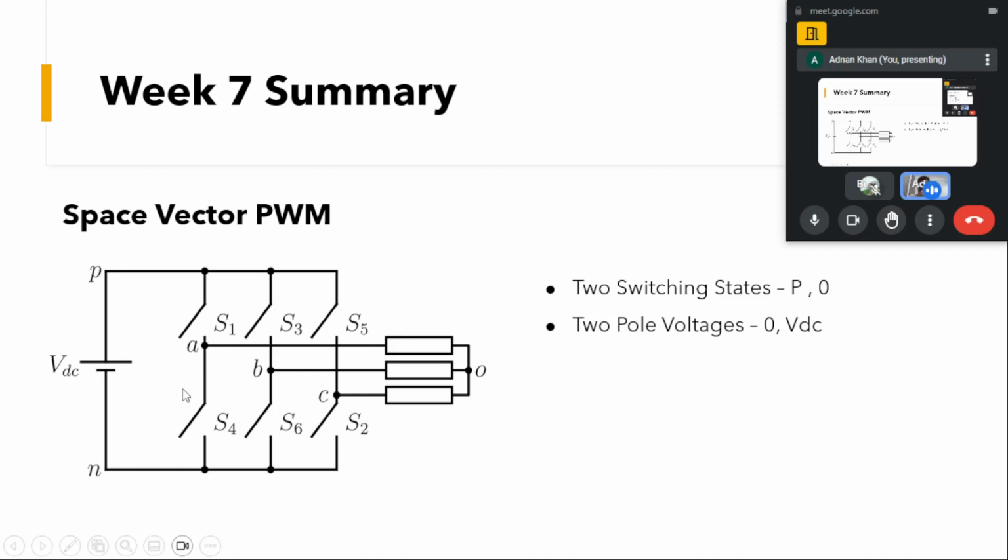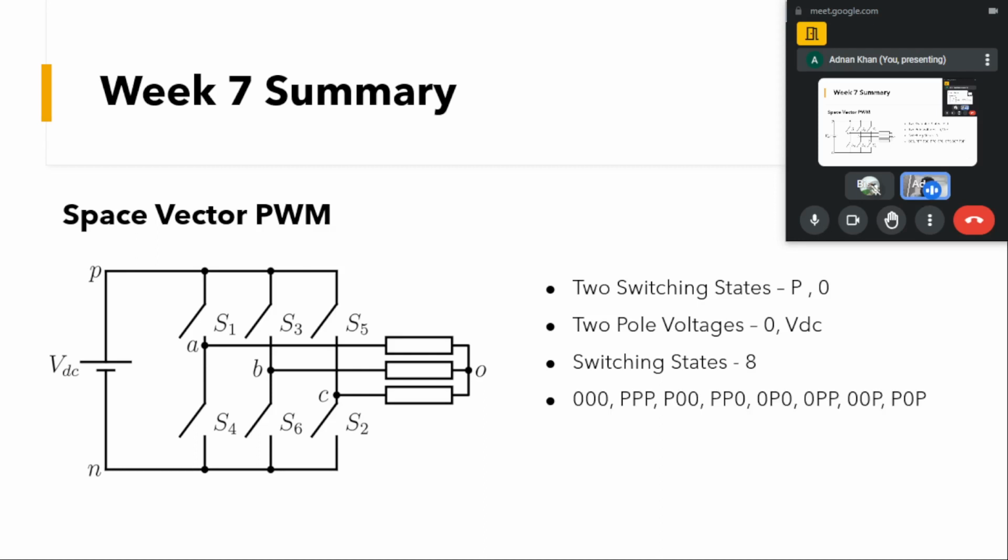If we have a zero state, then we'll have zero voltage at the pole. VAN will be 0. For each leg we can have two voltages. If the top switch is on, VAN will be equal to VDC, and if our bottom switch is on, VAN will be equal to 0. As we have three legs here, the total number of switching states will be 2 raised to the power 3. That will be a total of 8 switching states. We'll be seeing these different switching states.